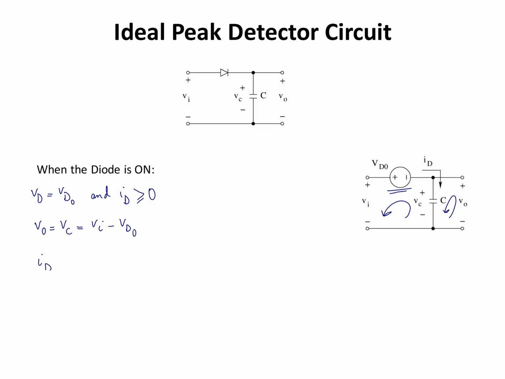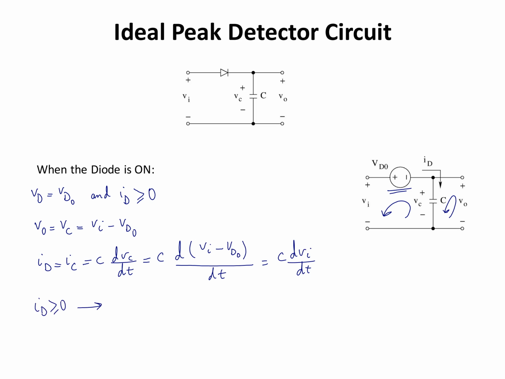Also, I know that ID is the same as the current that flows through the capacitor, and that's equal to C dVC over dt, and that's equal to C times the derivative of Vi minus VD sub 0 divided by dt. That's equal to C dVi over dt, because VD sub 0 is a constant voltage value. Because ID is greater than or equal to 0, I know that dVi over dt must be greater than or equal to 0.